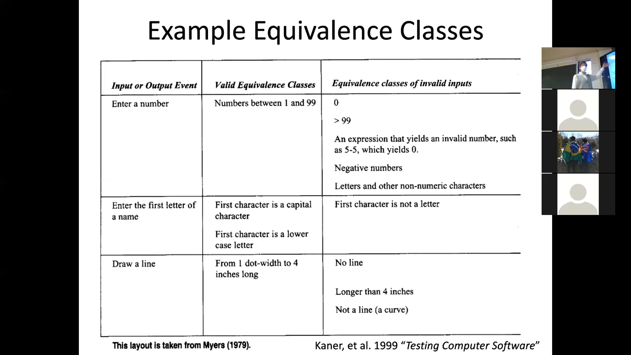So I said square root function, but this sort of reasoning can be applied to a web form or a form on a mobile app, right? Where someone has to enter a number and maybe the valid ones are between 1 and 99. And so you give some number between them, and then you try it with invalid numbers, just as Larissa said.